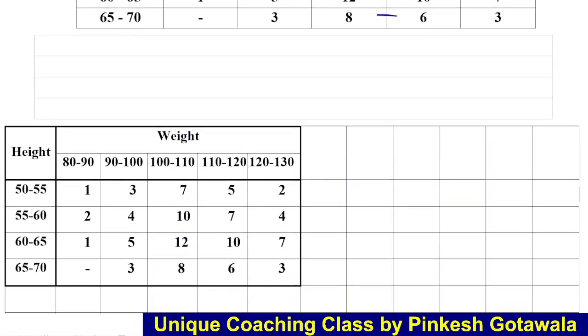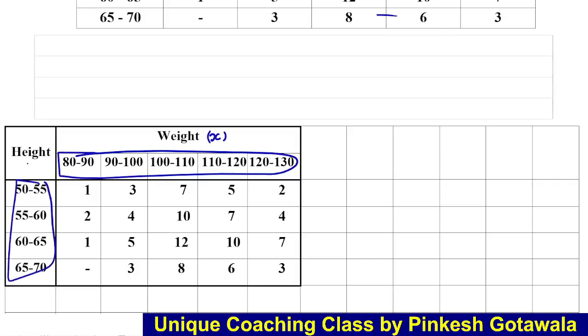Height and weight, we have to give the name. Normally the row we have to give the name x. The row we will name x, and the column, that is height, we give the name y. Always follow this: the row is our x and the column is our y. Always we will name them x and y this way.